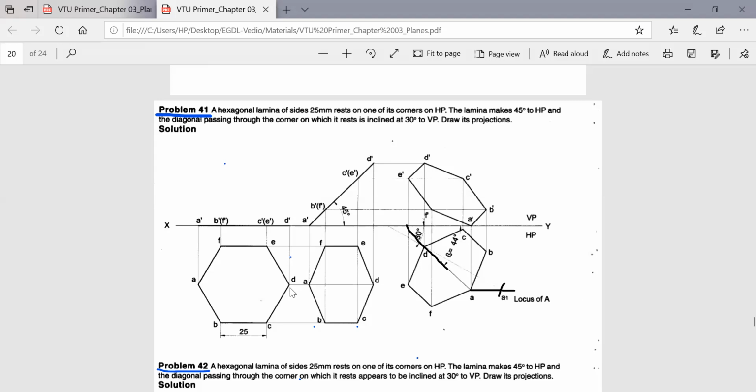And this corner will be clearly visible when you view from down here. So D will be visible, which you name as D dash. So after this you join with a continuous thick line. So this will be our front view and the top view. So this is the first stage.